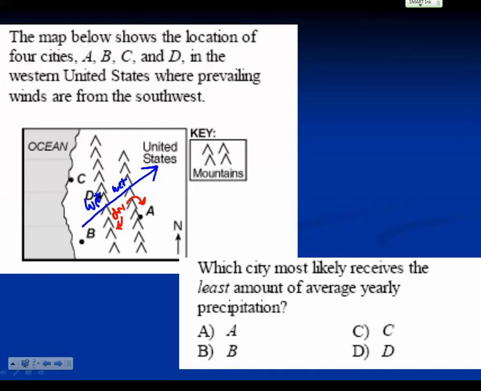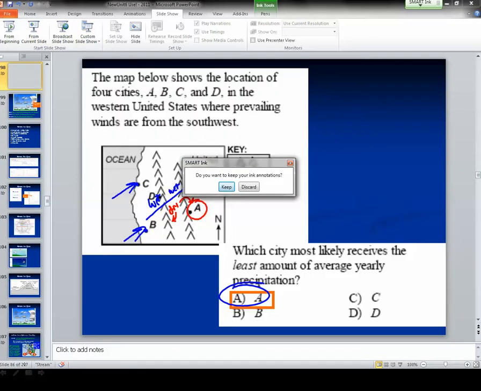So things are looking like point A is probably the best answer. However, C and B, what's going on there? These are just cities located on the coast or near the coast. I would have to say, since they're kind of near the ocean and the winds are blowing off the ocean, that those are probably going to be more moist than this area where point A is located. So I'm going to go with point A. And you should too. And that is it. Hopefully you learned a little bit about the orographic effect and adiabatic temperature change.